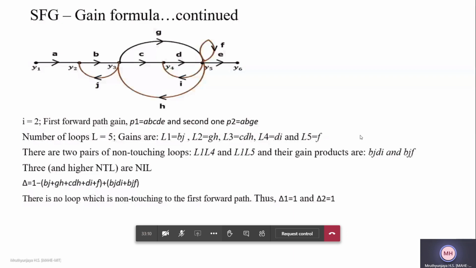Path P2 touches BJ, no doubt. It touches GH, no doubt. It touches CDH, no doubt again. It touches DI, touches F. So eliminate all those loops, and we will have delta 2 equal to just 1.